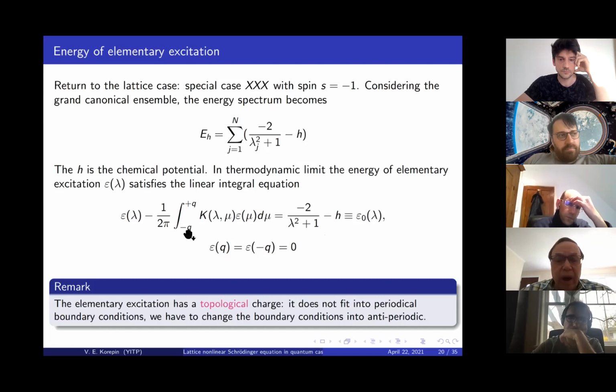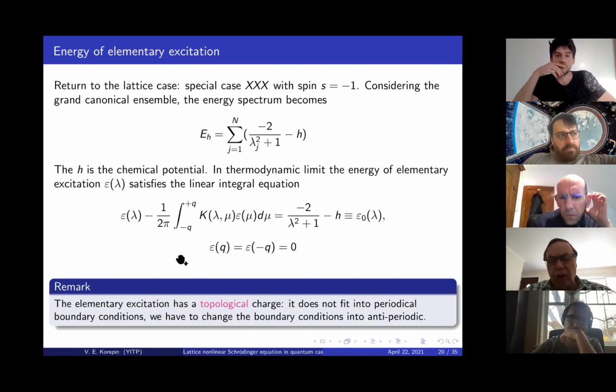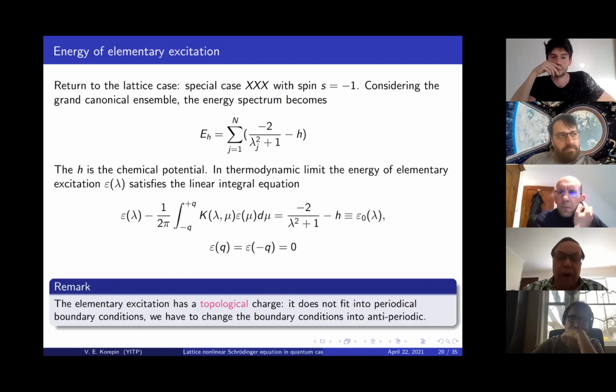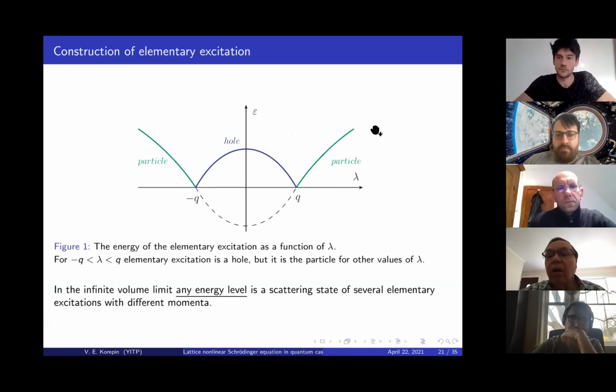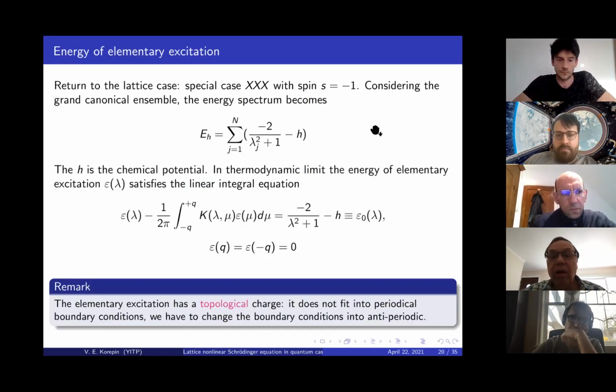By the way, epsilon has to vanish at the edges. There is an explicit construction of this elementary excitation, and I have to break periodic boundary conditions in order to construct it. So elementary excitation fits only into anti-periodic boundary conditions, so it has a topological charge. The energy spectrum and excitations are different quantities.